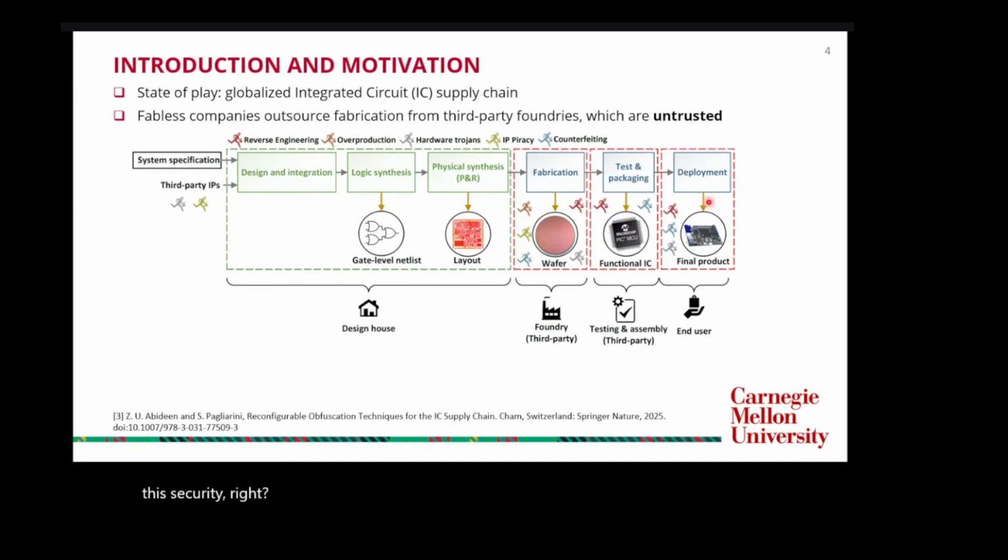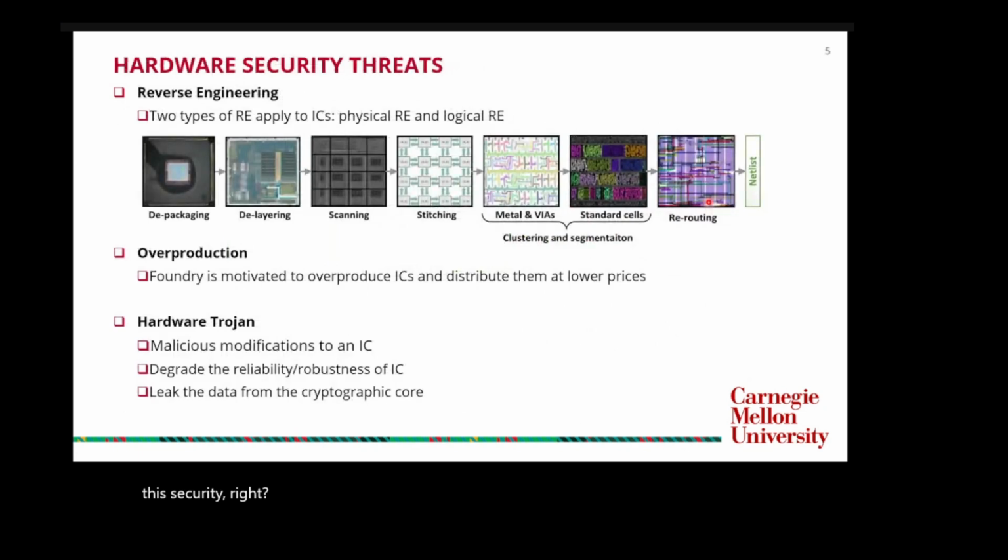What are these actually? So, reverse engineering. Reverse engineering can happen in the user phase, or it can happen in the foundry phase, right? Reverse engineering is when we try to get back the logic, and there are two types of reverse engineering. One is physical reverse engineering, and one is logic reverse engineering, right? For physical reverse engineering, we have to decapsulate and depackage. We need to see the die here. Here are the pins, right?